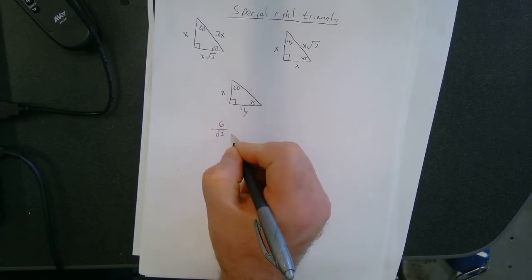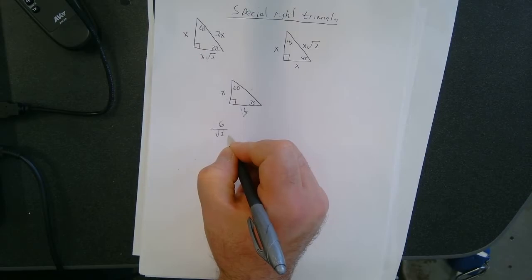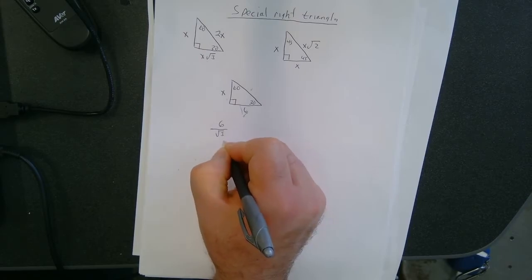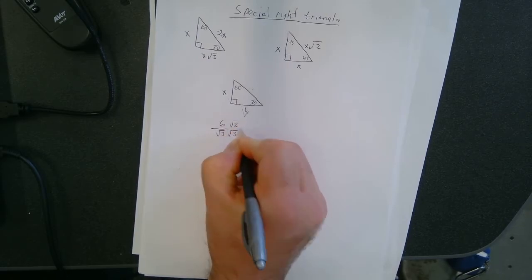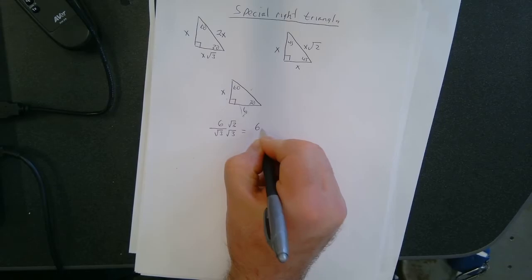At the beginning of that chapter, when we did special right triangles, it said this was not a simplified answer. You had to do what's called rationalizing the denominator, which means you multiply top and bottom by the square root of 3. So up here, I get 6 times the square root of 3.